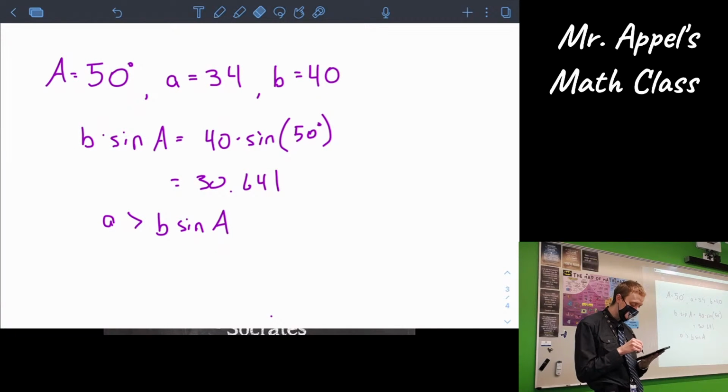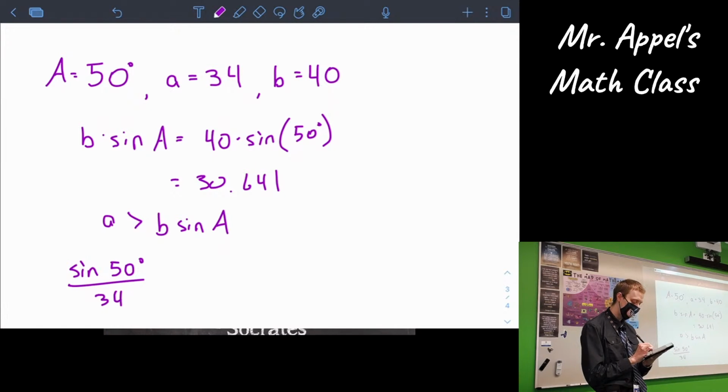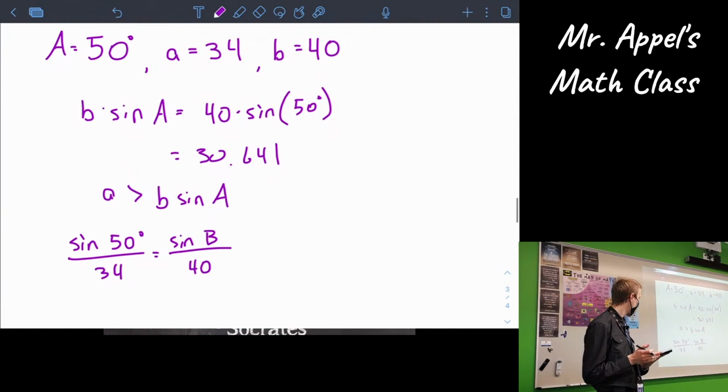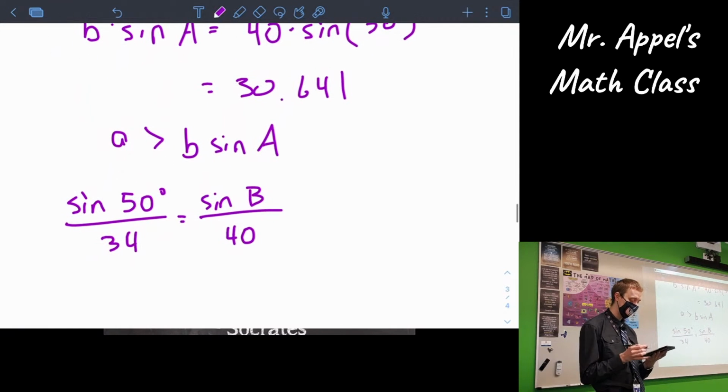Well, we can easily get one solution just by regular law of sines. Just set it up as you normally would. Sine of 50 degrees over 34 equals sine of B over 40, right? This will get us that one at least. And so we've got to solve for B, so we'll multiply both sides by 40. Right, get rid of that.